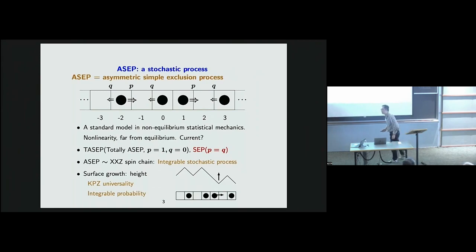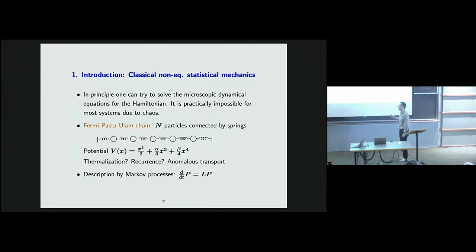How does XXX enter? Can you repeat the question? So L for the ASEP is a 2 to the power L times 2 to the power L matrix, which has the same size as the Hamiltonian for XXZ. And indeed, there's a similarity transformation which connects them.